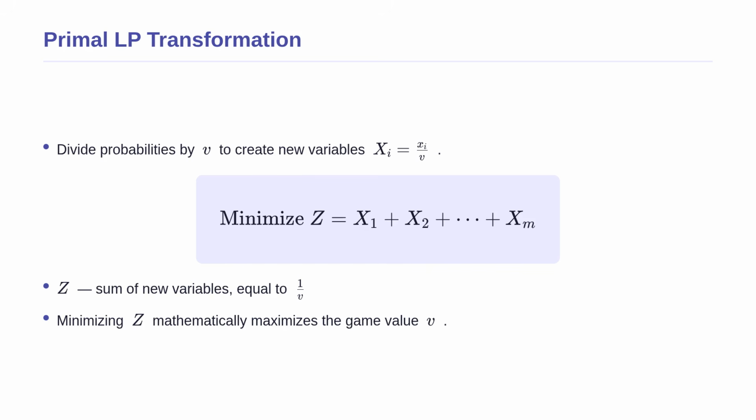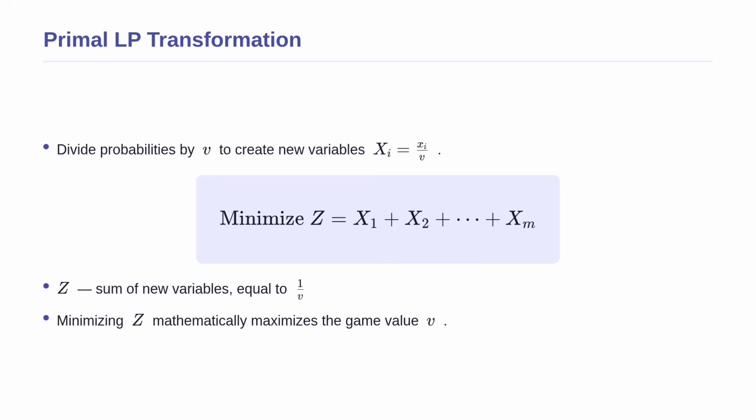This inequality we just saw leads us to an important mathematical trick. To convert our game into a standard linear programming format, we divide every term by the game value v. This creates a new variable, capital X sub i. Because the original probabilities must add up to 1, the sum of our new variables equals 1 divided by v. We call this sum z.